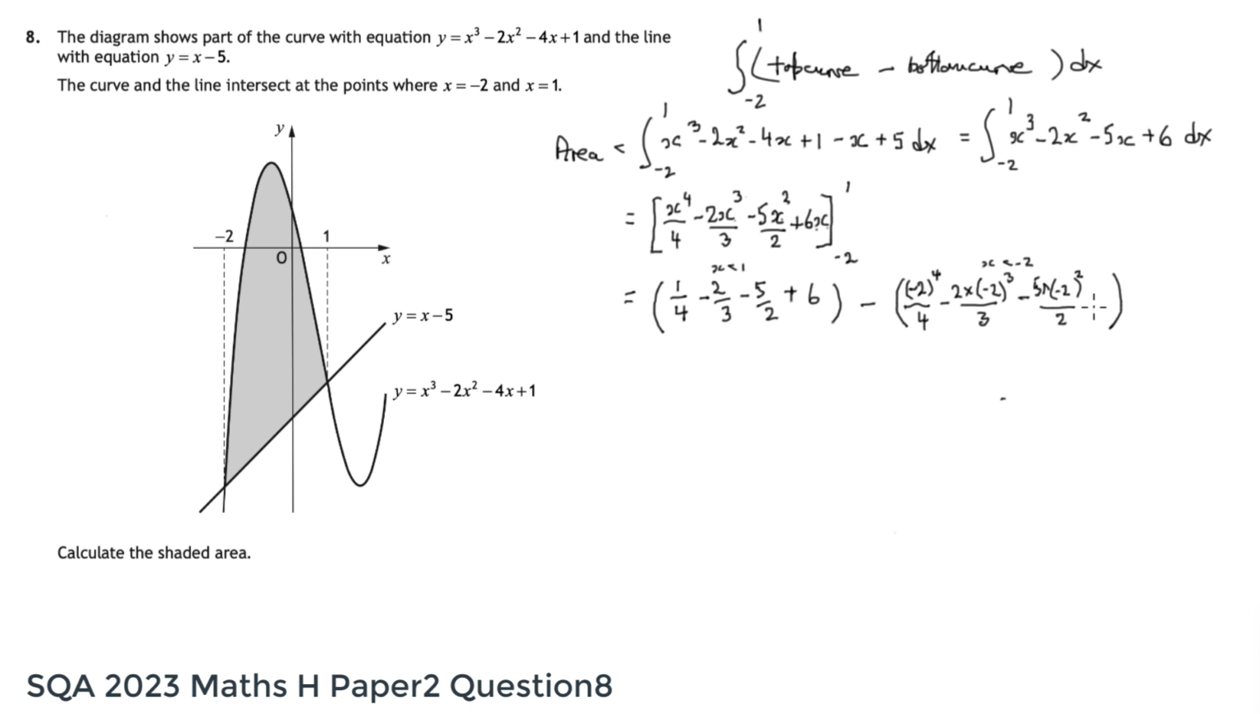And the last term plus 6 times -2. Okay, so let's move forward with this. I suppose 1/4 minus 10/4 would be minus 9/4. Then there's a -2/3 and there's a plus 6.